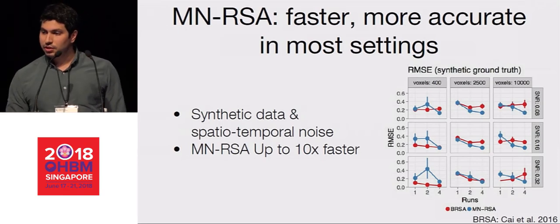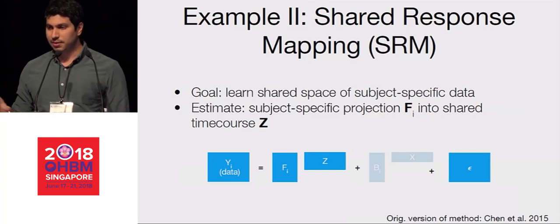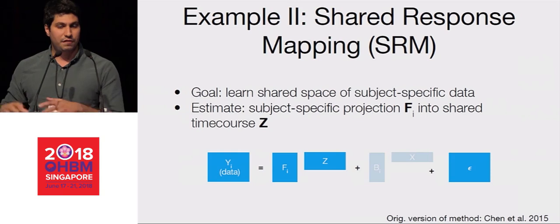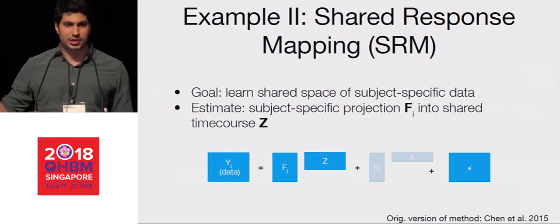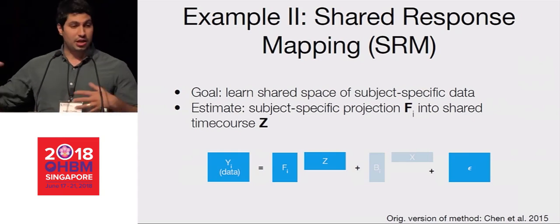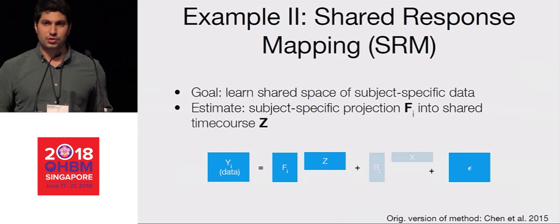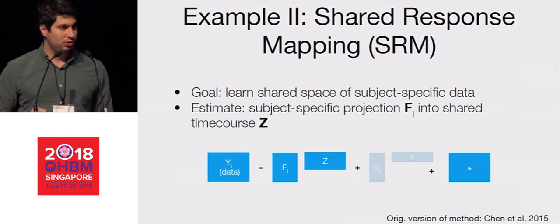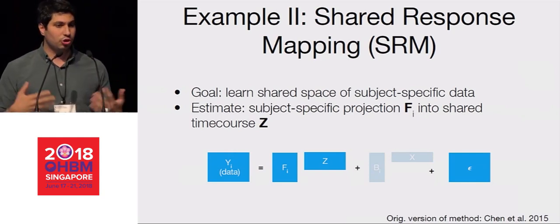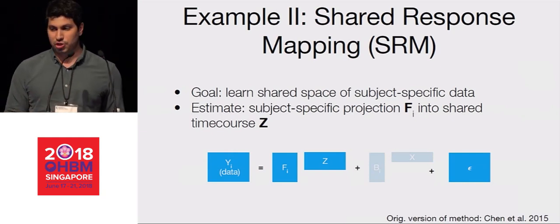So since I have a little bit of time left, I'll just run through a second example, shared response mapping. If you'd like to see this in more detail, stop by the poster that I'll have. So this is taking the other terms, right? This is taking the latent time course and the per subject spatial map. And we would like to learn what both of these are. We'd like to learn the subject independent time course and the spatial map.